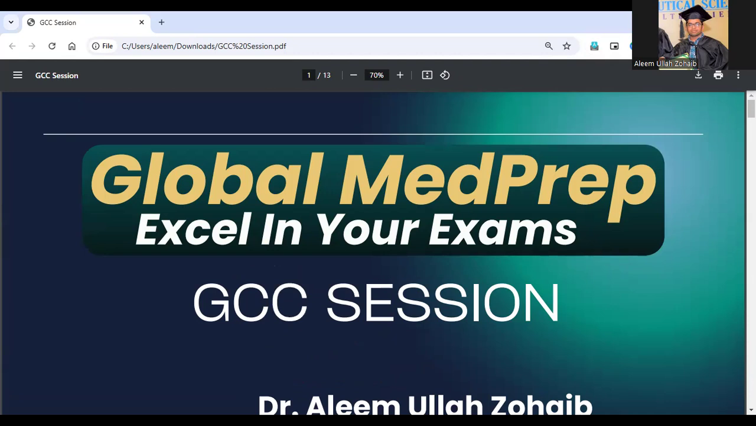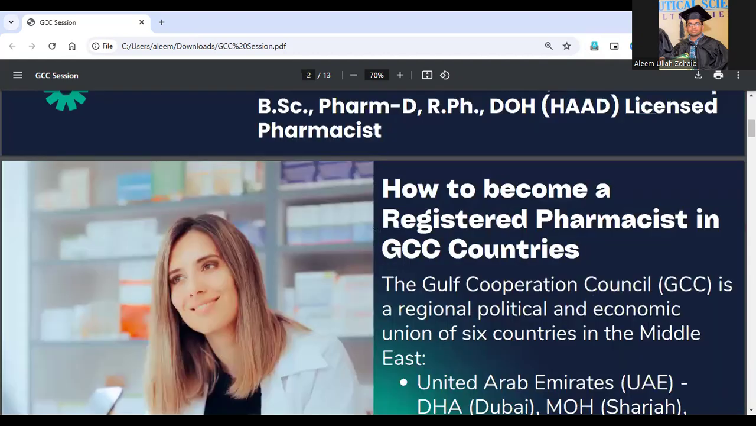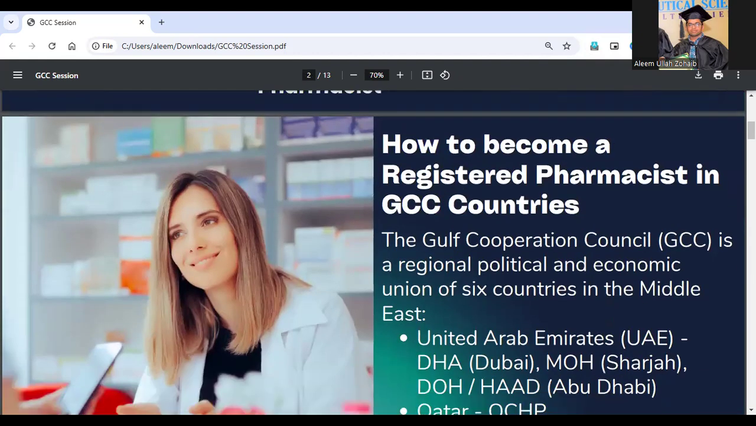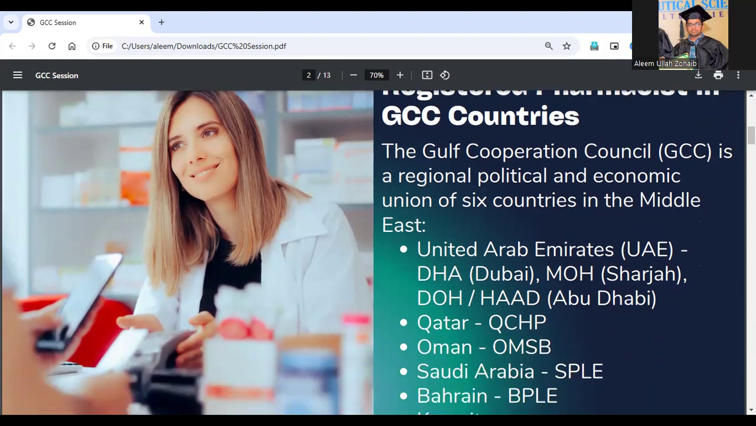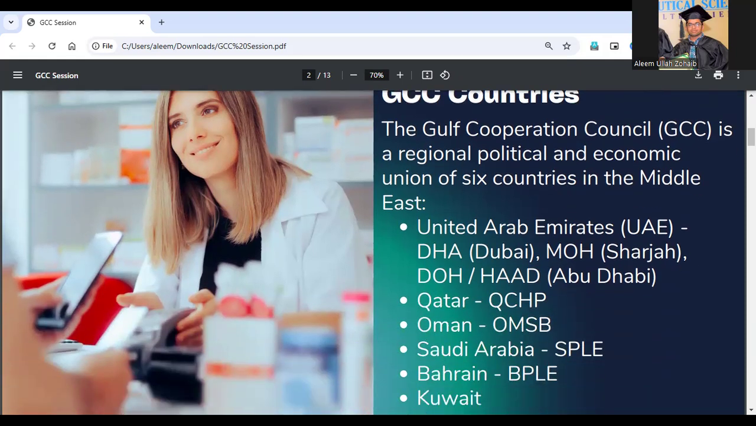Today is our first free session for GCC countries. A little bit of introduction about how to become a registered pharmacist in GCC countries. The GCC is the union of 6 countries named United Arab Emirates, Qatar, Oman, Saudi Arabia, Bahrain, Kuwait.